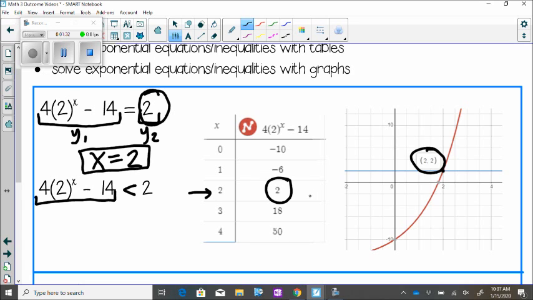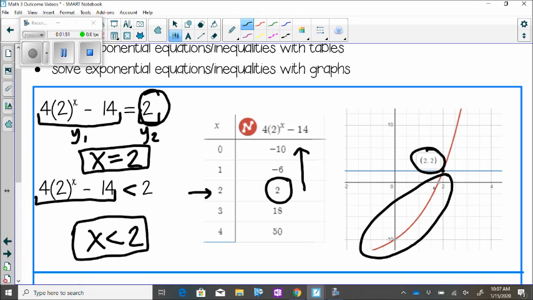If you look at your table, before we hit that intersection is where your y values are less than 2. So your solution would be when x is before 2, before the intersection point. Again, you can see that on the graph. When you want to know when the exponential function is less than 2, so less than would be underneath. So when are we underneath the line? Well, that's before the intersection point. That's before we hit 2. X is less than 2 would be your solution.